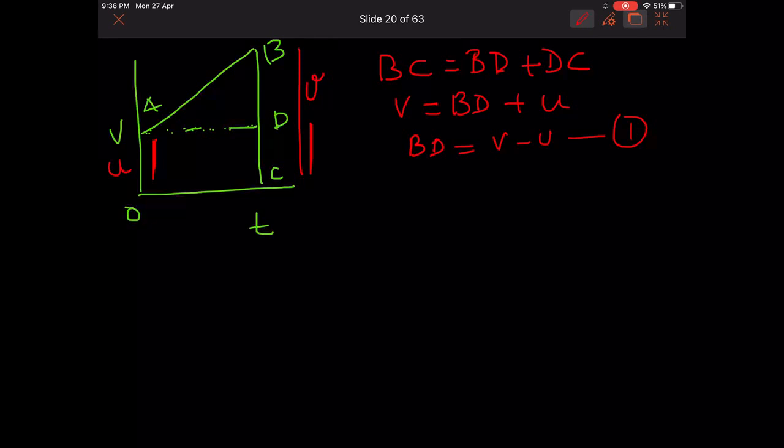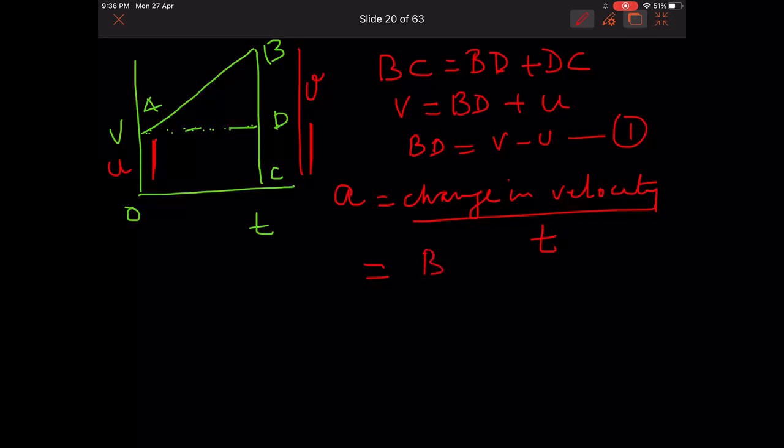I'll keep it aside. Now we also know, from the definition of acceleration, what acceleration is. We have learned it is the change in velocity divided by time, right? Now in this graph, how is the velocity changing? What is the change in the velocity? Can I write the change in the velocity as BD? Is BD, this small portion, the change in the velocity? Yes, because what is BD?